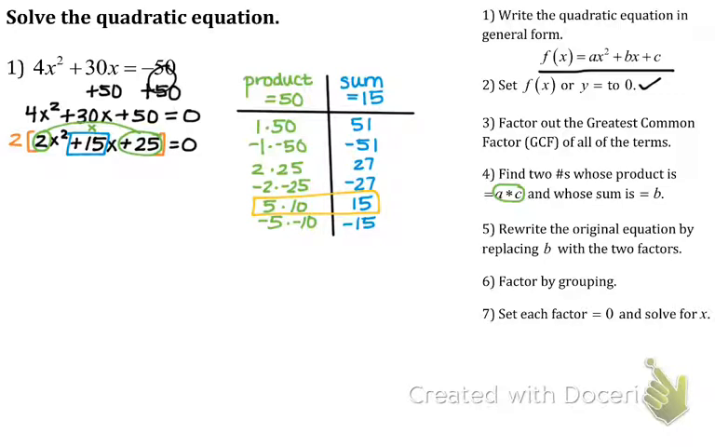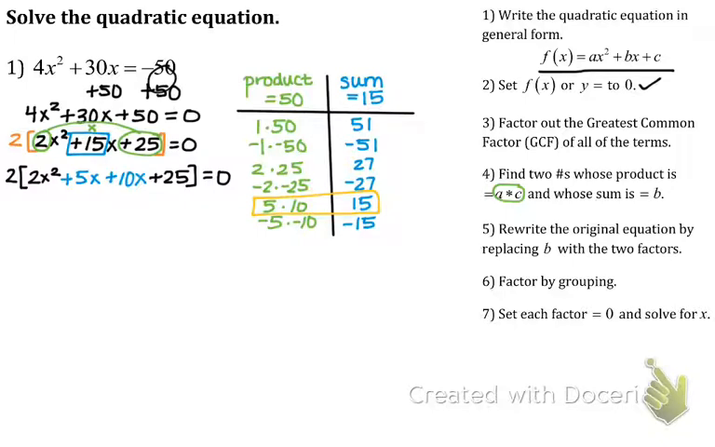So now we go back and rewrite our original equation by replacing our b term 15x with our new factors. So I'm going to start with my 2 outside and then bracket and then my first term of the trinomial, 2x squared. Everything up until that point stays the same. Then we replace our b term with our two factors, so plus 5x plus 10x. And it doesn't matter which order these go in. You can have plus 10x plus 5x and you will arrive at the same answer. And our c term stays the same, plus 25, end my bracket and set that equal to 0.